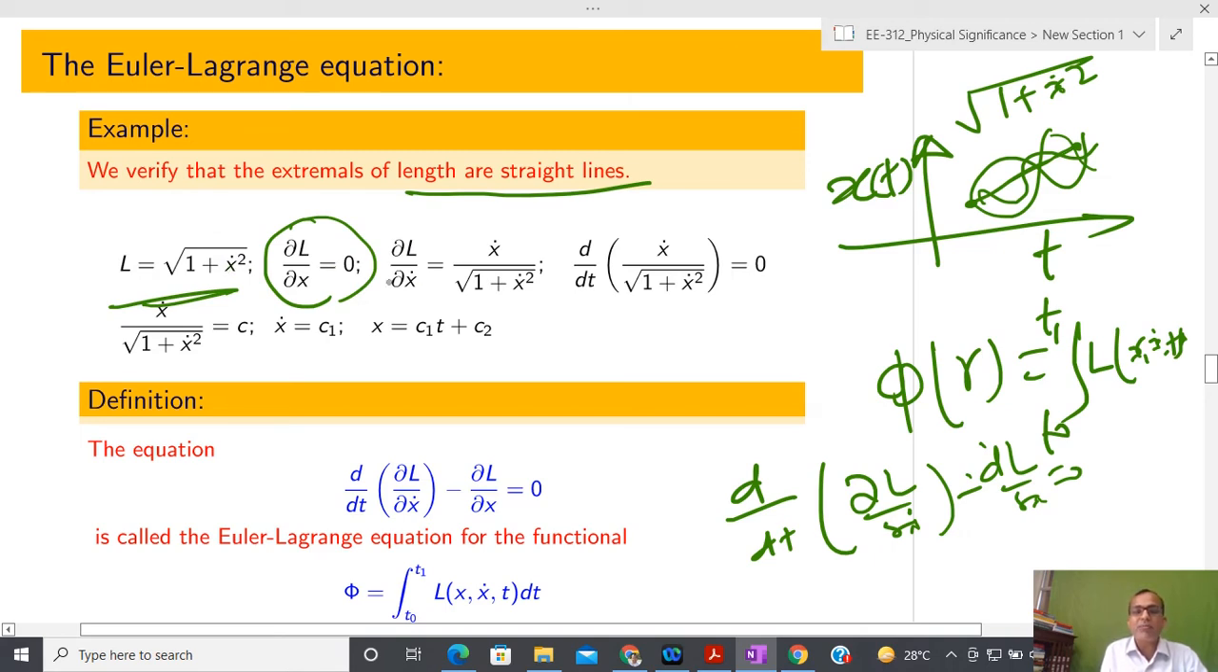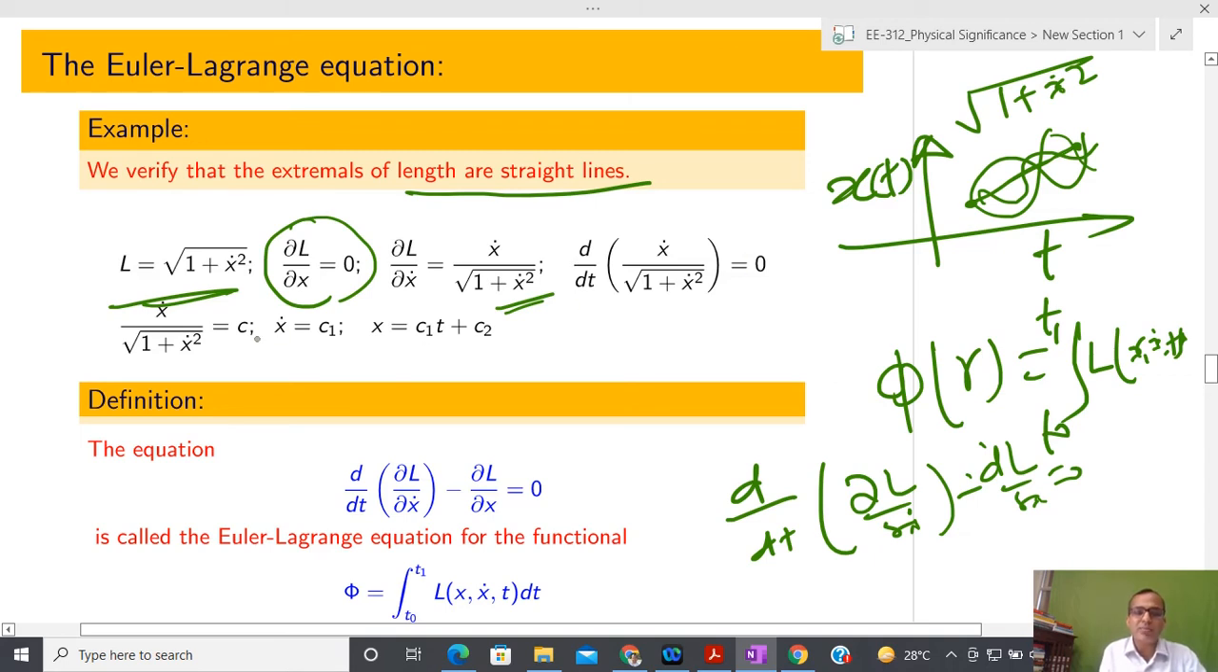L is a function of x dot, so you can calculate the partial derivative with respect to x dot, like this. This is a very simple calculation, and after that you can take d by dt of this. Since this is a derivative of x and x dot, you can take the integral on both sides.